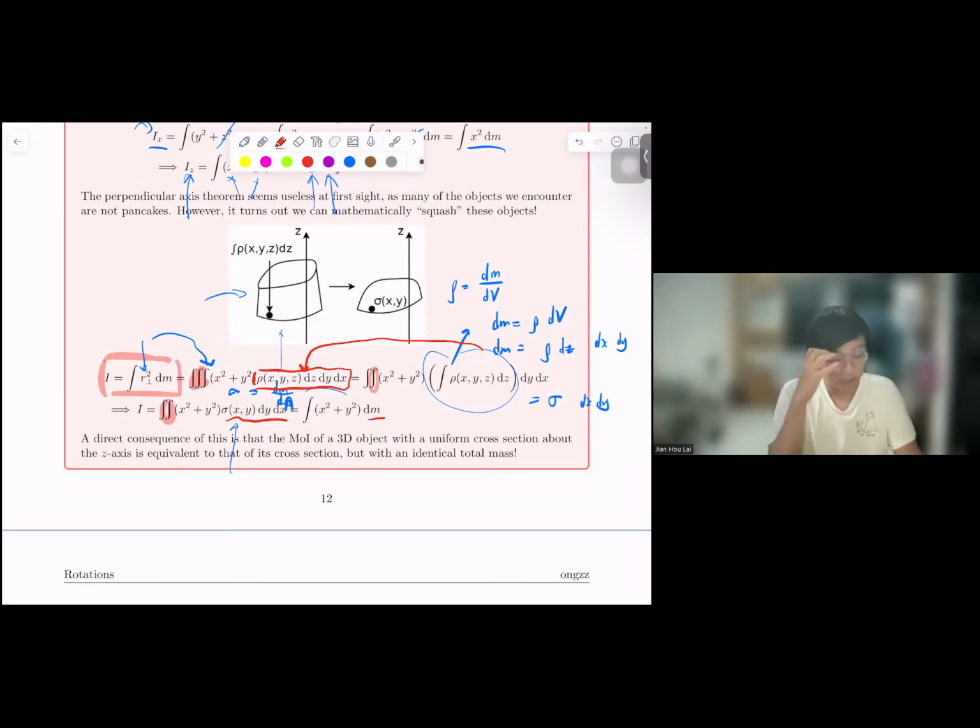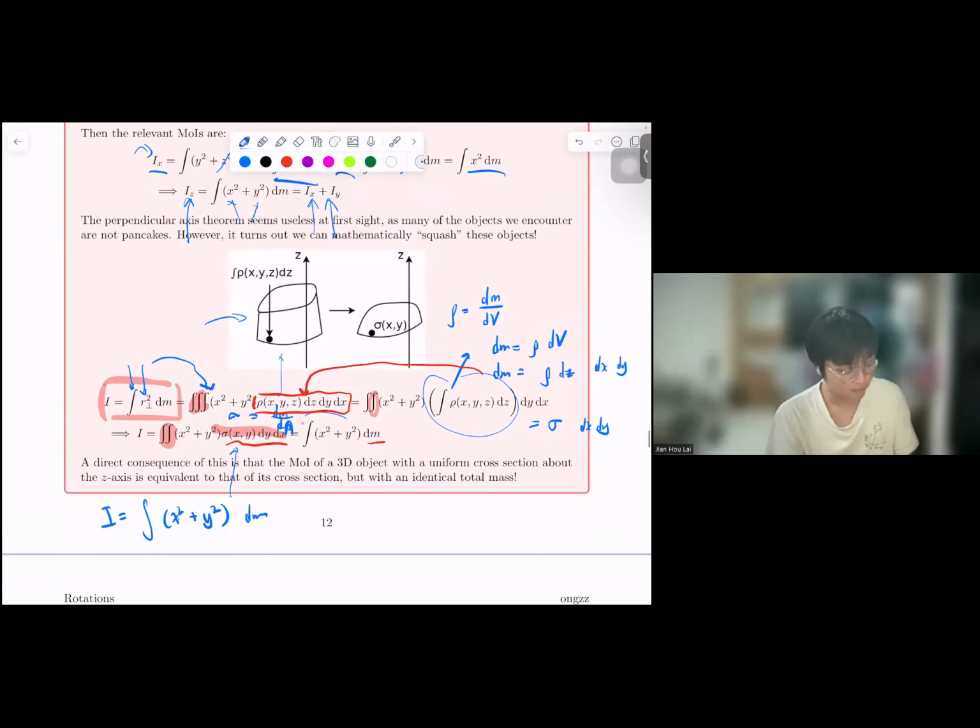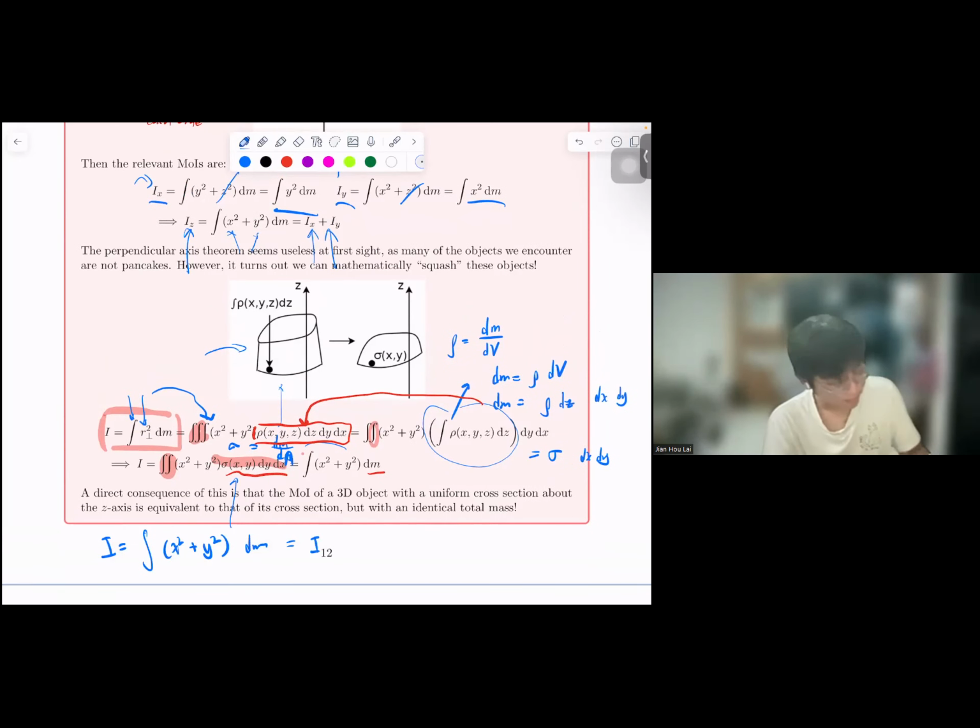This will be our dm. You'll find that when an object has a uniform cross-sectional area, you can squeeze it into a two-dimensional problem, and with this equation we can find our moment of inertia, from the perpendicular axis theorem.